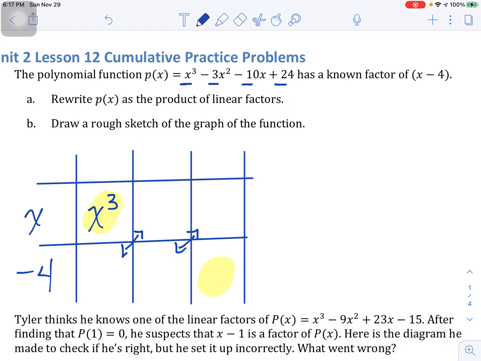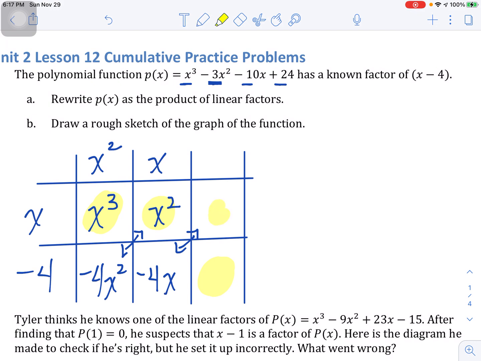So in order to get x cubed in this first box, we need an x squared up here. And then when we multiply that by negative 4, we get negative 4x squared down here. So that paired with what we put here has to give us that negative 3x squared. So we need a positive x squared here in order to get this. And so that means we have an x up here, and that gives us a negative 4x down here.